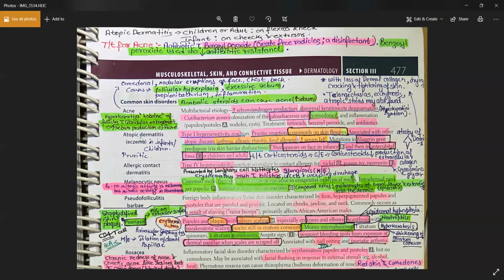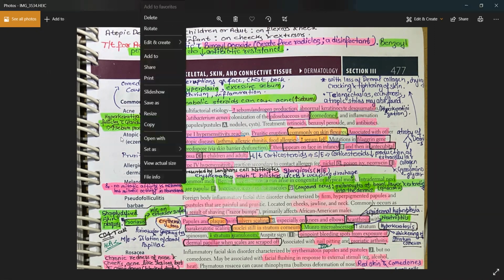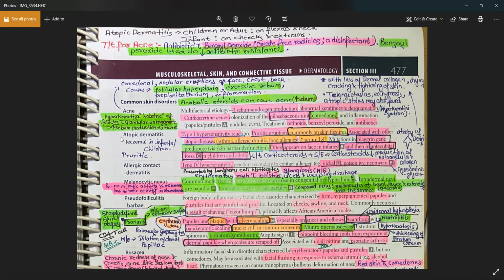Then you have atopic dermatitis, which is a type 4 hypersensitivity reaction, right? Sorry, that was contact dermatitis, not atopic dermatitis. I'm sorry about that. Atopic dermatitis is a type 1 hypersensitivity reaction. It involves the eosinophils. Very important, right? And it is only seen in those individuals who have a history of previous type 1 hypersensitivity reactions, like asthma or food allergy, or any kind of allergy, I must say.